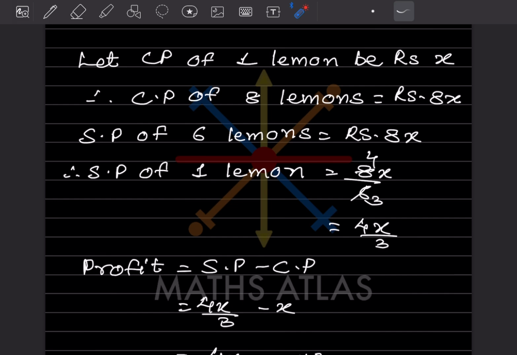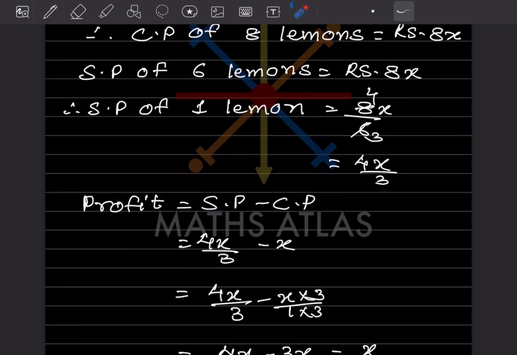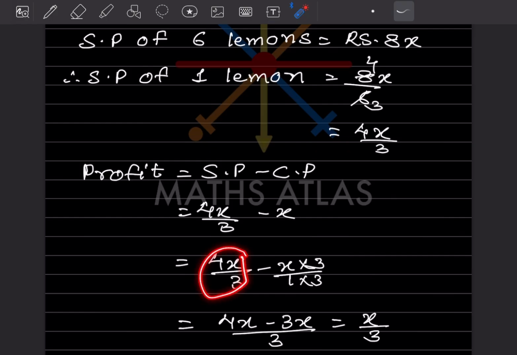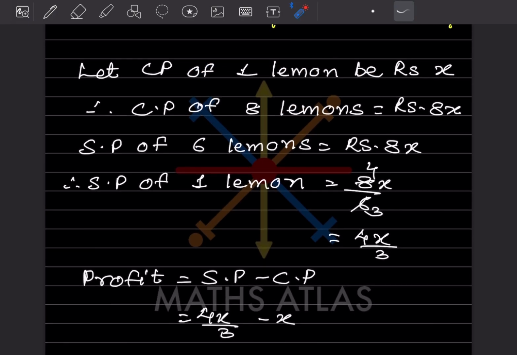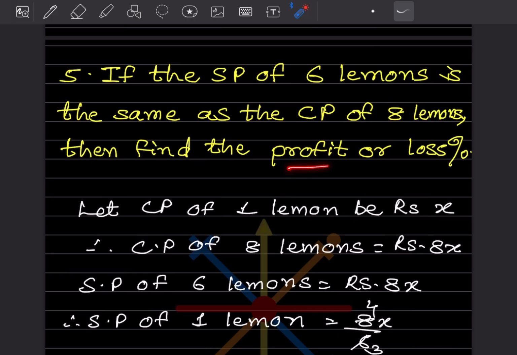Now we can see that there is a minus sign in between, so we'll take the LCM of it. This will be the same. Here we'll put 1, so this should be multiplied by 3, so this also by 3. So that will be 4x minus 3x by 3, which will be 1x, that is x by 3. So now we want a profit percentage.